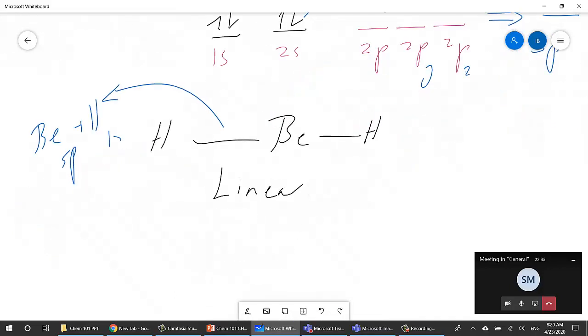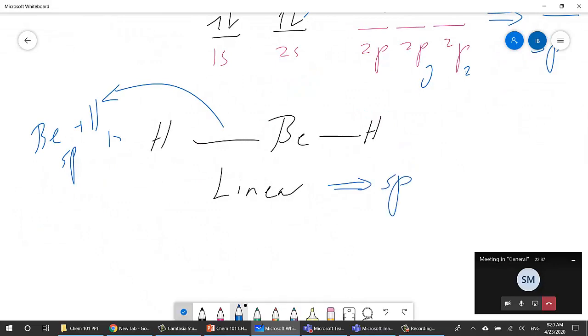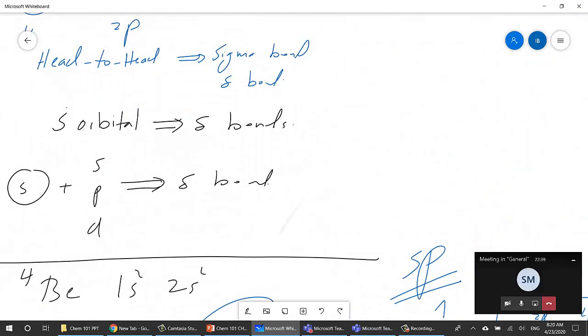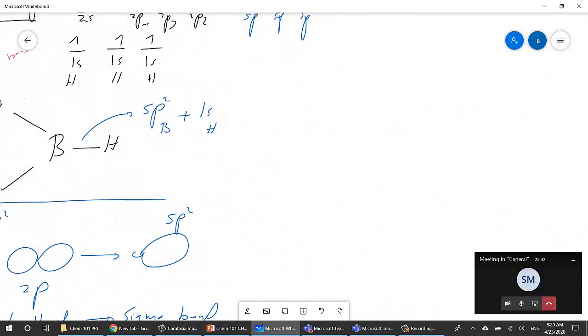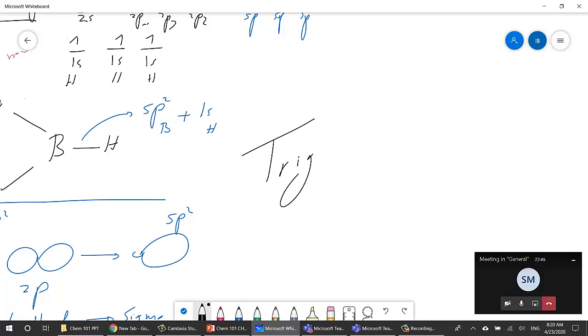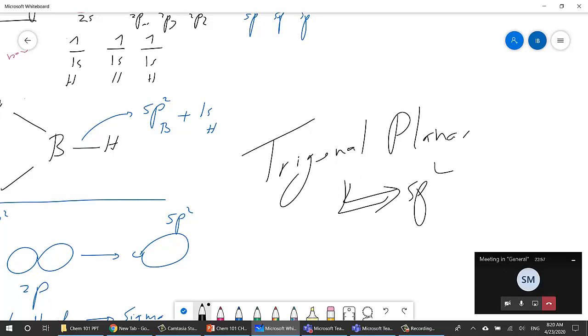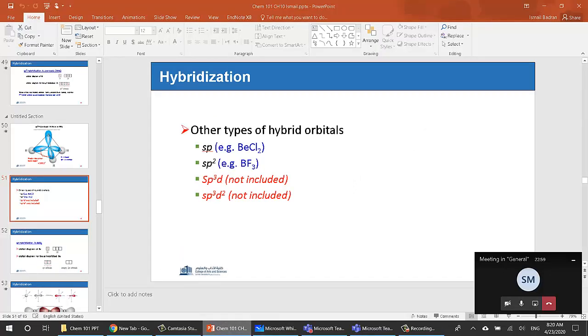The take-home message is that linear is always what? Linear is always sp. And trigonal planar, we forgot to add this here for this one. Trigonal planar, I'm not talking about the shape, I'm talking about the electronic geometry. Planar, like the fan in the ceiling, it's always sp2, okay? And tetrahedral is always sp3. So those are the 3 types of hybridization required at this level.